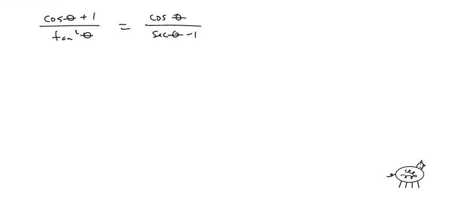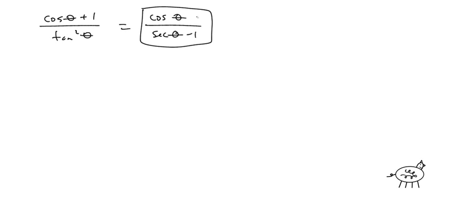I have cosine of theta plus 1 over tangent squared of theta equals cosine of theta over secant of theta minus 1. Okay, now again, you're looking at which one is the easier one here. This side, well, which one's the more difficult side? This is actually more difficult because this has two denominators. Don't you guys agree? This other side, the left-hand side, is actually a simpler form because I can just rewrite that as cosine of theta over tangent squared of theta plus 1 over tangent squared of theta. I can rewrite that pretty easily.